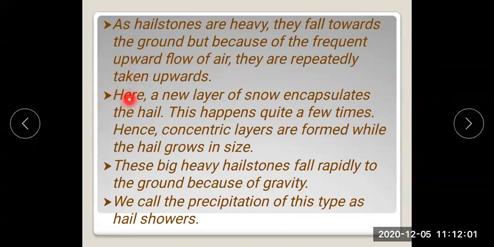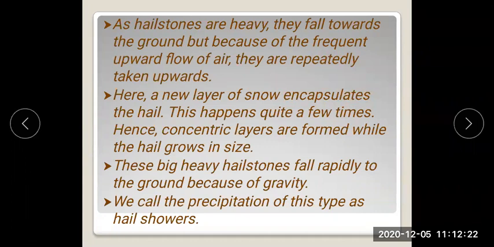After that, here a new layer of snow encapsulates. Now here you can see the new word, encapsulates. Encapsulates means what? To enclose, to summarize. Encapsulates means to summarize.